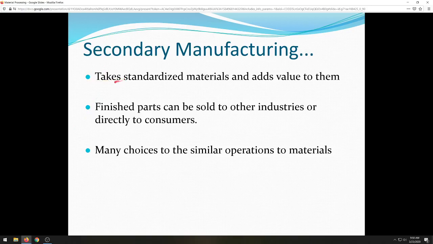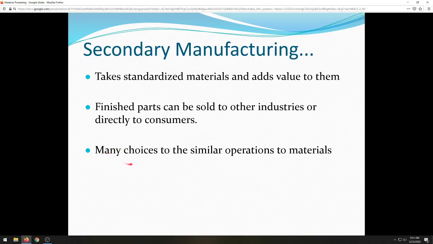So we're taking that standardized stock and we're adding some value to them by doing these various secondary manufacturing processes we're going to talk about in a little bit. So in a lot of cases, finished parts are sold to other industries, so additional secondary, tertiary manufacturers, or directly to consumers. So in some manufacturing facilities, they do both. They'll take standardized stock and they'll produce items that they sell directly to their consumers, or parts for other manufacturers to then incorporate into their manufactured assemblies as well.